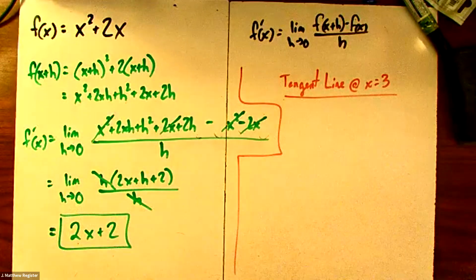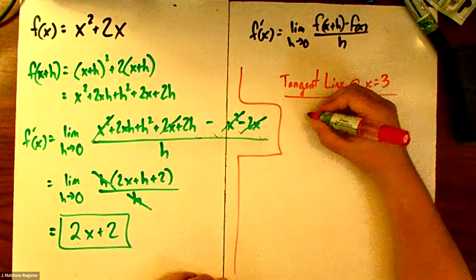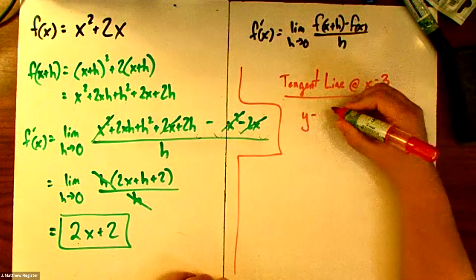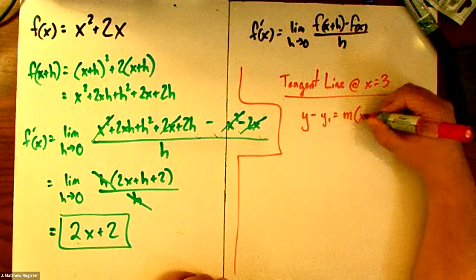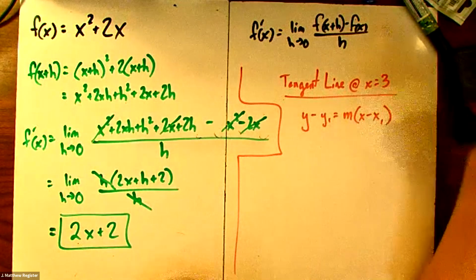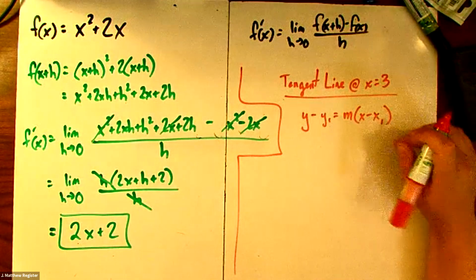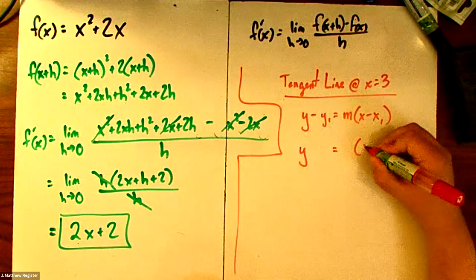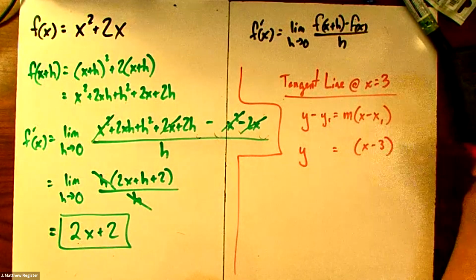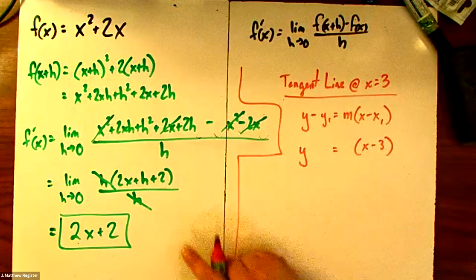The best strategy for finding the tangent line is to use point slope form, because we should feel fairly comfortable with point slope form. So point slope form is y minus y1 is equal to m times x minus x1. In this case, we know our x value is 3. And so y equals, it's going to be an x minus 3. To figure out what y1 is, well, we have to plug that in here.